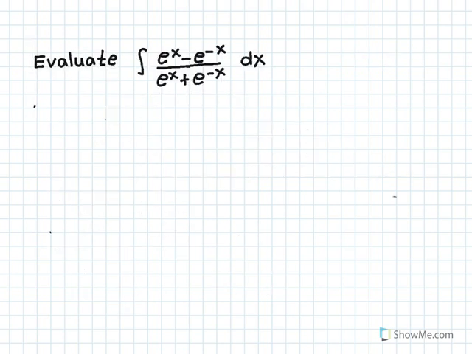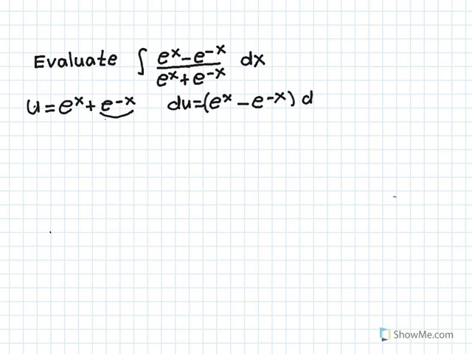Okay, one more question. So here we have the integral of e to the x minus e to the minus x divided by e to the x plus e to the minus x. When we first look at this, it's hard to see how to choose u, but there's only so many possibilities. Either you're going to let u be equal to the numerator or the denominator. So we can see that if we let u be equal to the denominator, e to the x plus e to the minus x, then its derivative gives us the numerator. So du is equal to e to the x, and differentiating e to the minus x using the chain rule, we get minus e to the minus x, all times dx.